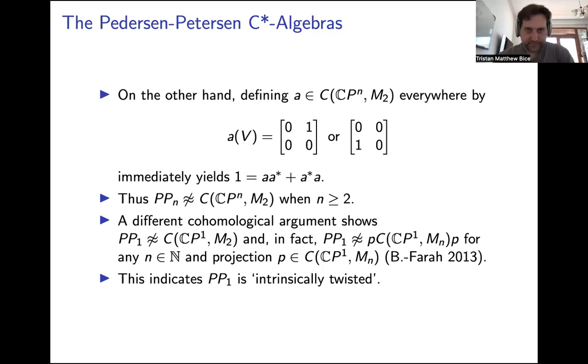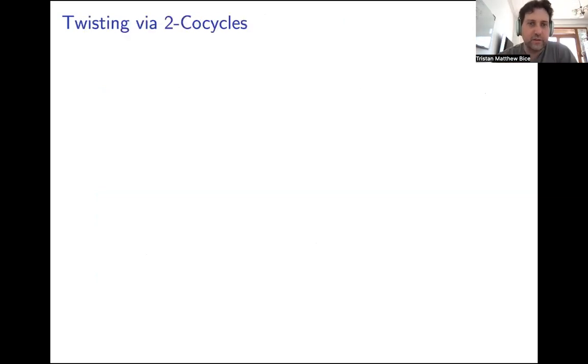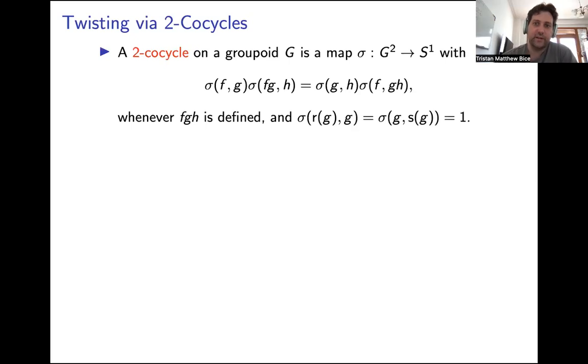So I'm going to finish a little early today, but there's just one more thing I wanted to talk about. That's one example of twisting, but there's another common way of twisting a groupoid, and that's by using a 2-cocycle. Say you have some function on pairs of G that can be multiplied, to the unit circle, complex functions of modulus 1.